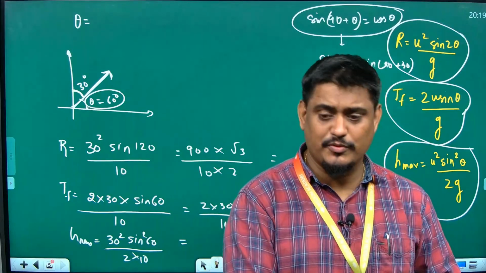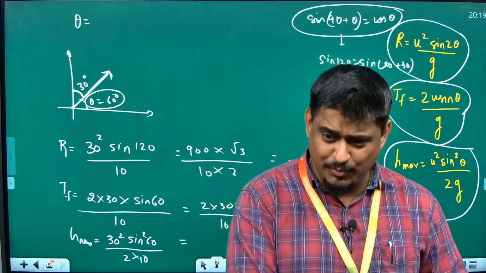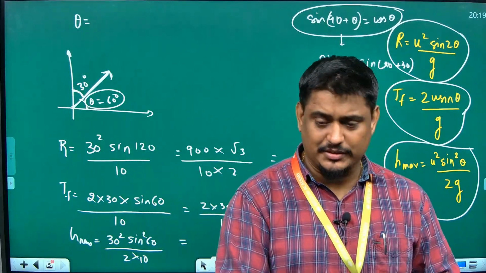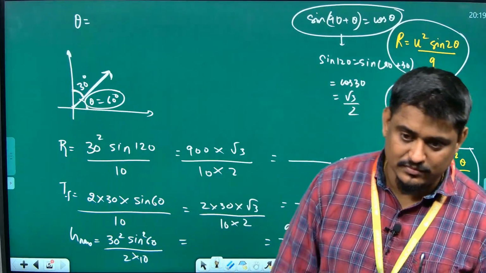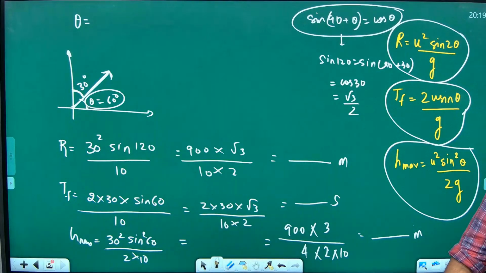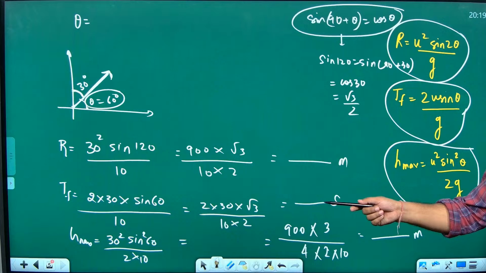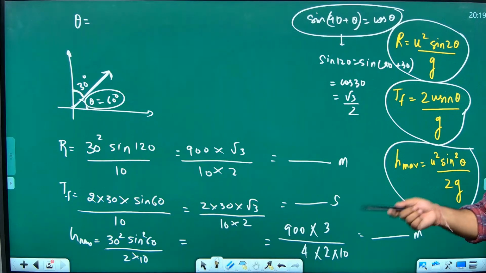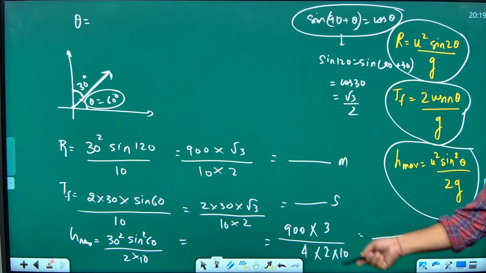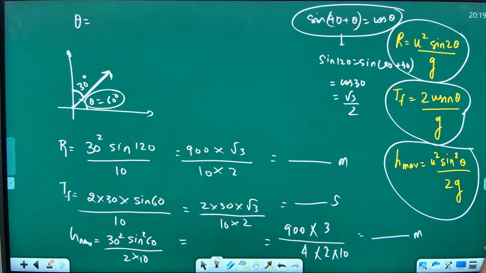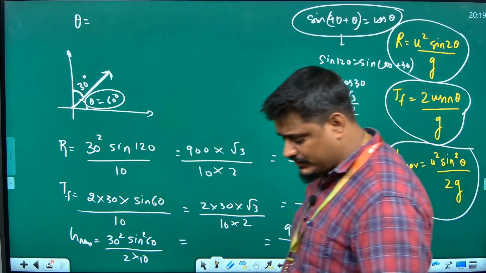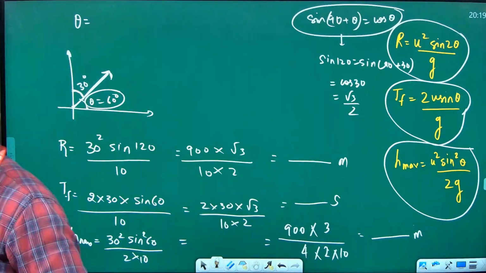H max is coming how much for you? You are making a mistake in calculation. See here, I have written sine square 60. Sine square it is. So root 3 by 2 square will become 3 by 4. You took that, then some mistake in calculation. Solve it, it will come. Next question, take it fast.